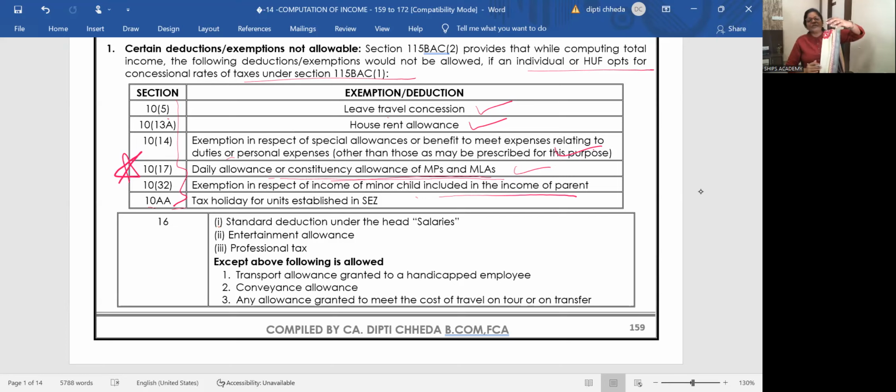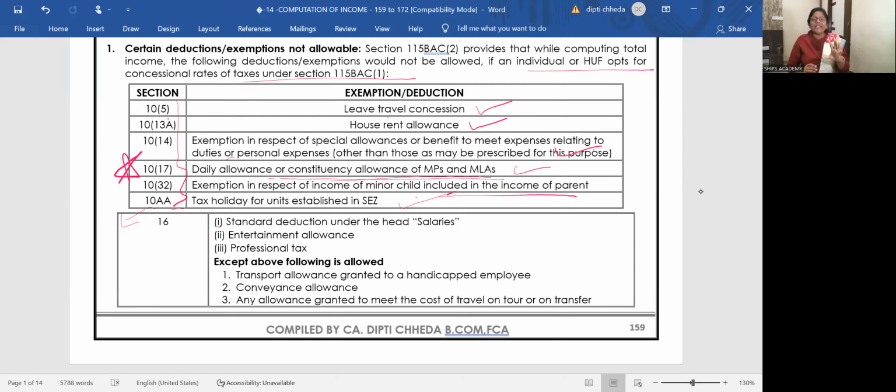Tax holiday for units established in SEZ. In an SEZ, special economic zone, when you have units, and 100% whether you are a manufacturer or trader or a service provider, you need to export your goods and services. Bye bye, 10 years tax holiday. You don't have to pay any tax. We will see its rules, but this is not allowed. That's all for section 10.